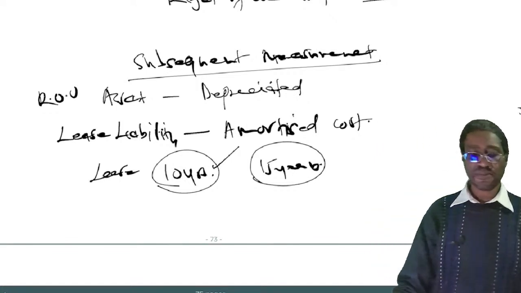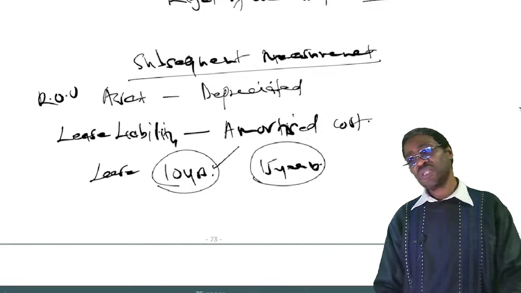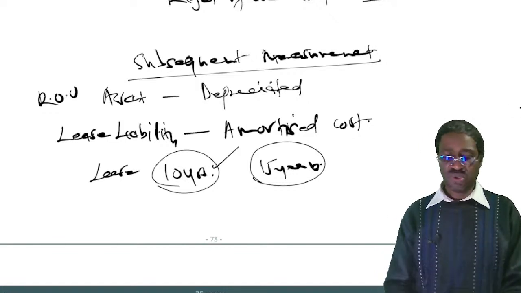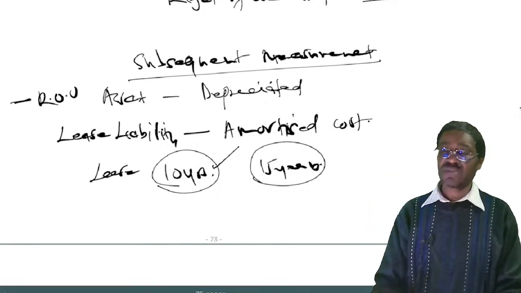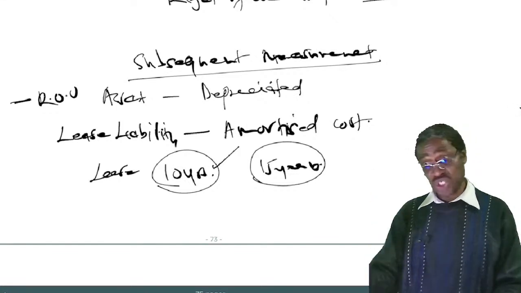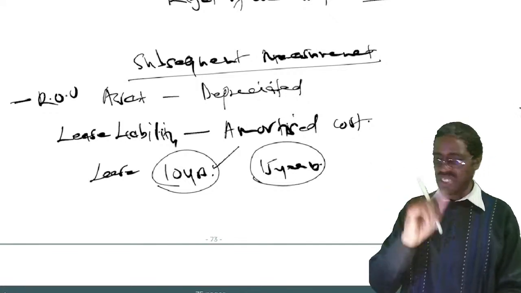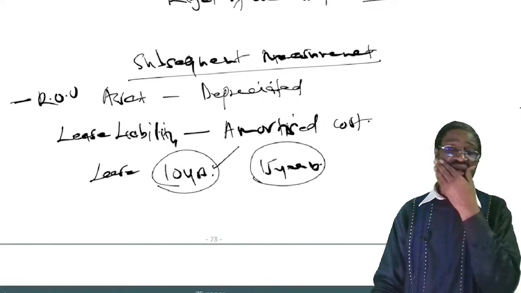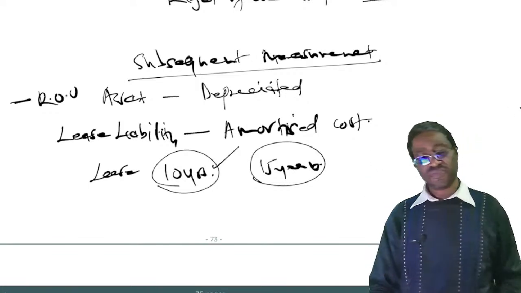Subsequent measurement. Maybe you can put a dash. Then you say this: the right of use asset should be depreciated. That's important. That's all we can say about the asset.